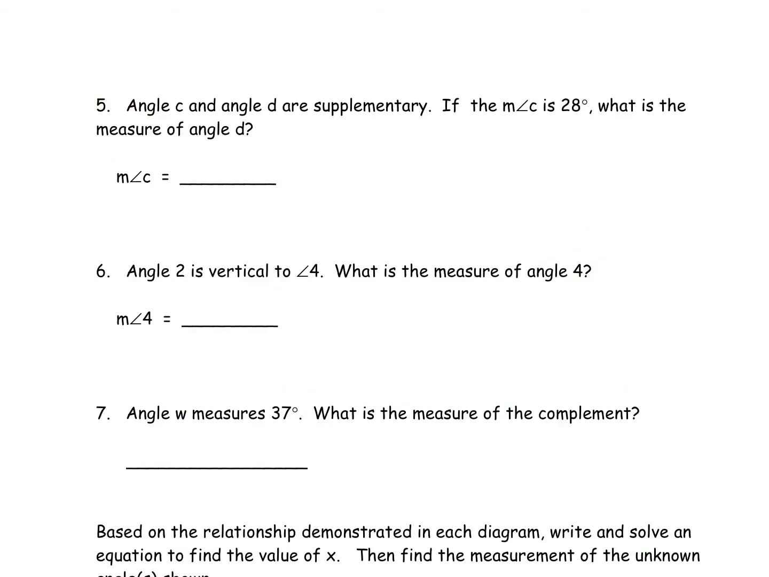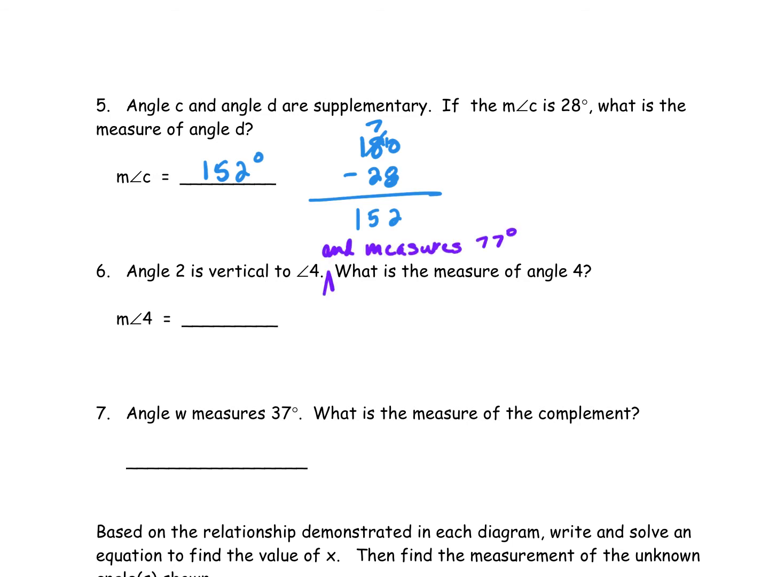Let's move forward. Number 5, angle C and angle D are supplementary. If the measurement of angle C is 28 degrees, what is the measure of angle D? Supplementary angles are 180 degrees, therefore we need to take 180 degrees and subtract 28 degrees. Don't forget to borrow and carry your 1. So we're going to have 152, so the measurement is 152 degrees.